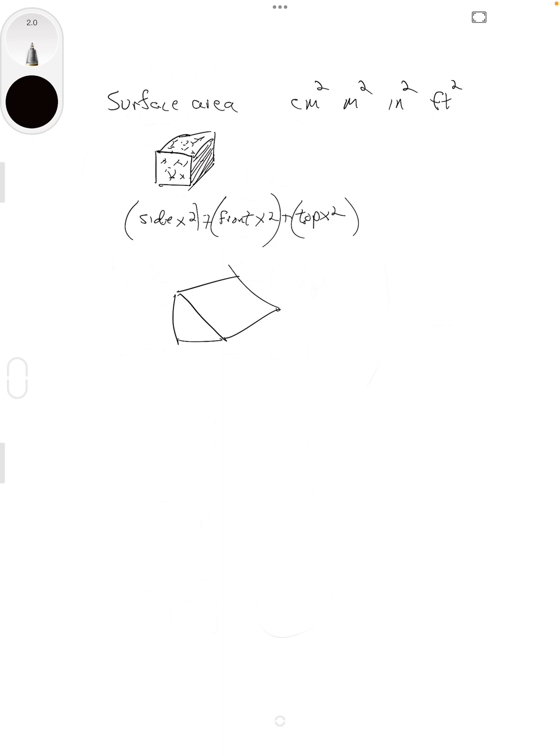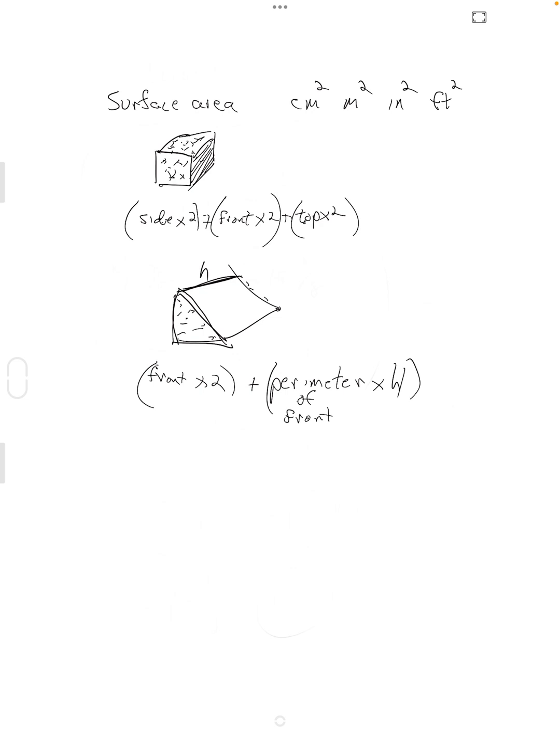Well, in this case, it's the front and the bottom. So in other words, I'll call this the front or the top times 2. That's that. Plus, it's this plus this plus this. That's the perimeter times this, which is the height. So the perimeter of the front times the height. And the height would be h, or how high it is.